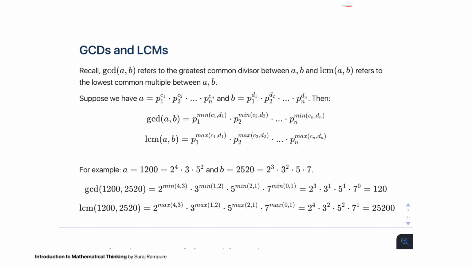Okay, so now we want to talk about this idea of greatest common divisors and lowest common multiples.